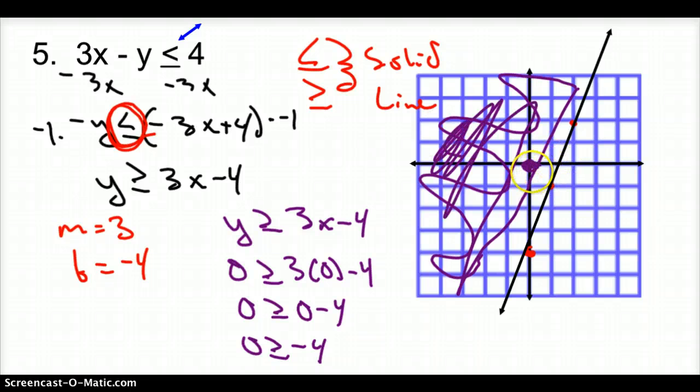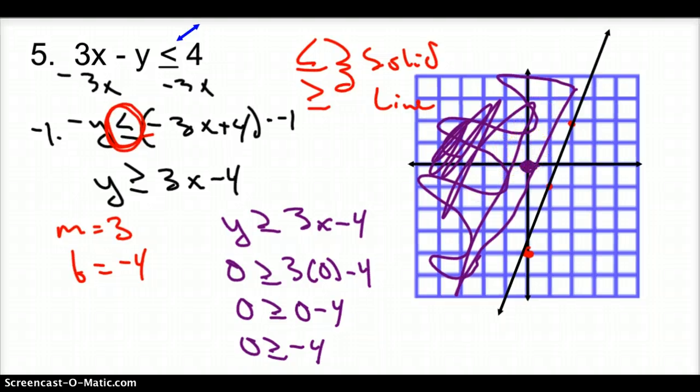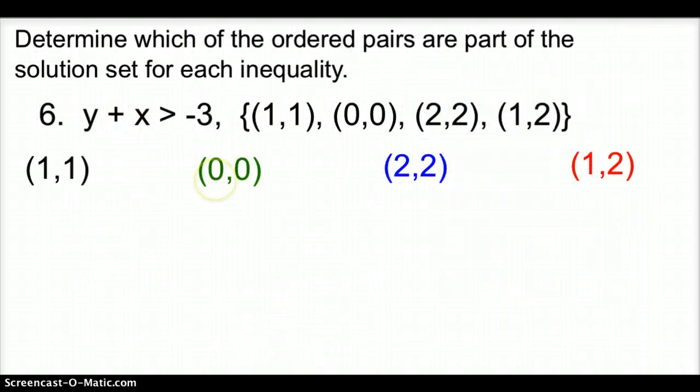Now, you do not have to use (0, 0). You can use any point that you want to. But if the point is false, you have to shade on the other side of the line. So if I would have picked the point, let's go with (4, negative 5), down here, it would have come up false. If it would have come up false, I would have to shade on the other side. All right? And I lied, we have one more slide to cover.